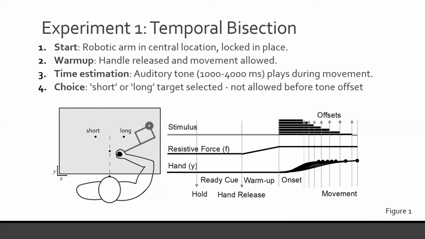A trial would go as follows in the temporal bisection procedure. They would be locked in place in the start location in the center there. During a warm-up phase, the handle would be released, or the lock would be taken off, and movement would be allowed. Then, while movement was allowed, an auditory tone would play, and after the tone elapsed, they would need to indicate whether it was short or long. And I will note that the target assignments were switched between participants, so they were randomly assigned to short being on the left or to the right.